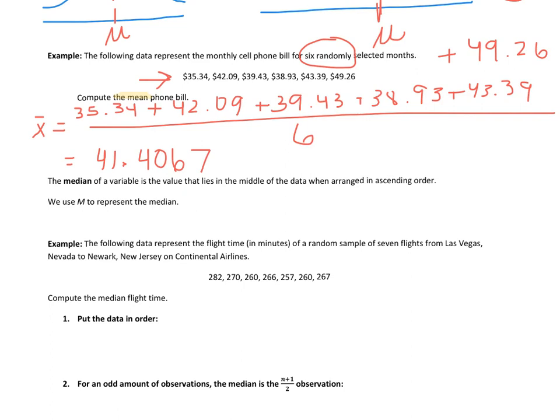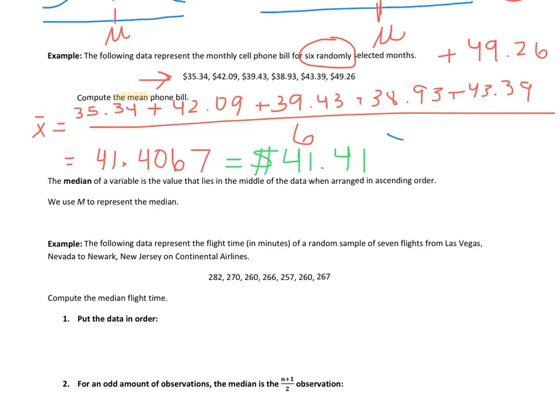Mean and central tendencies always have units. So where did that come from? Well, we are adding up 6 randomly selected phone bills. So this is money. So we need a dollar sign. And when we're talking about dollars, we normally round to the nearest penny. So our answer would be $41.41.